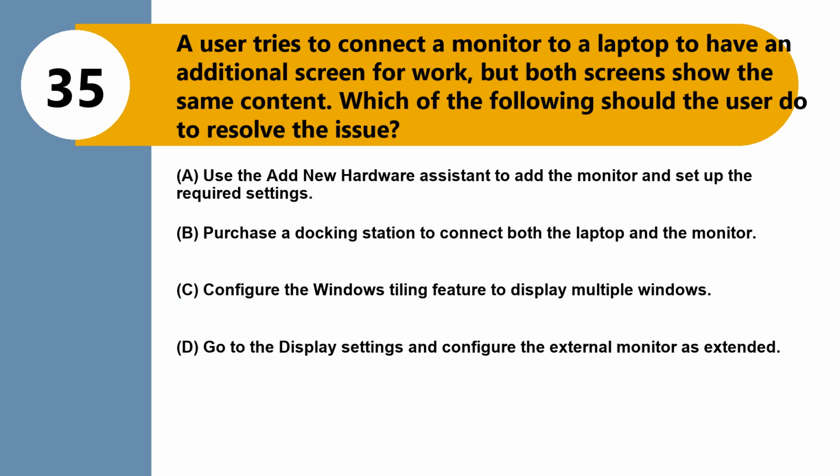Question 35. A user tries to connect a monitor to a laptop to have an additional screen for work, but both screens show the same content. Which of the following should the user do to resolve the issue? Option A, use the Add New Hardware assistant to add the monitor and set up the required settings. Option B, purchase a docking station to connect both the laptop and the monitor. Option C, configure the Windows tiling feature to display multiple windows. Option D, go to the display settings and configure the external monitor as extended.